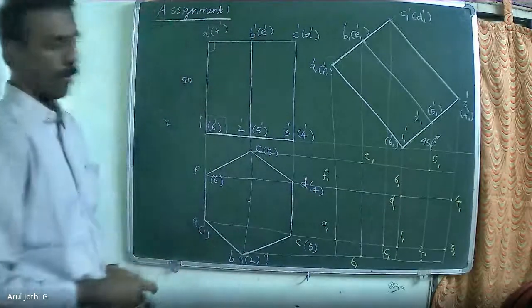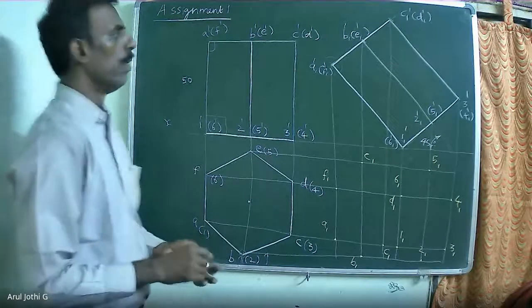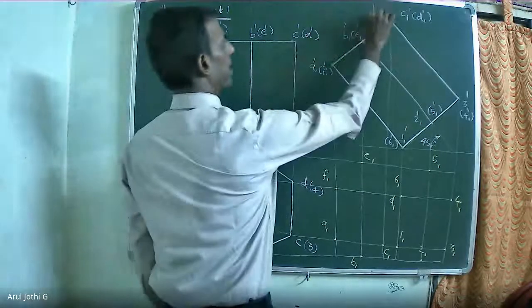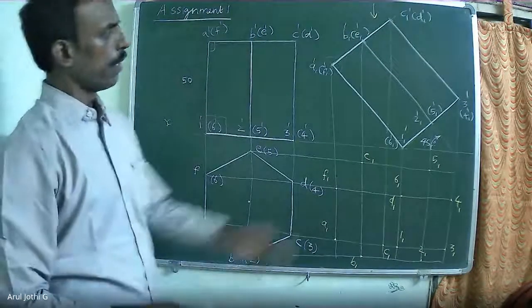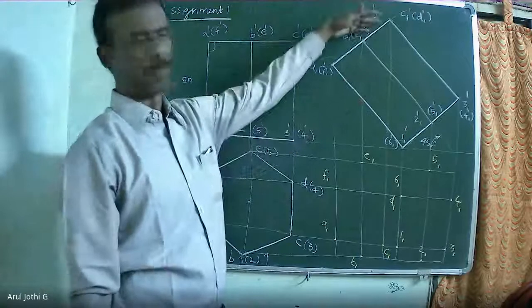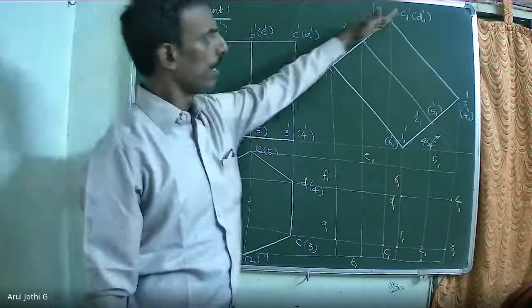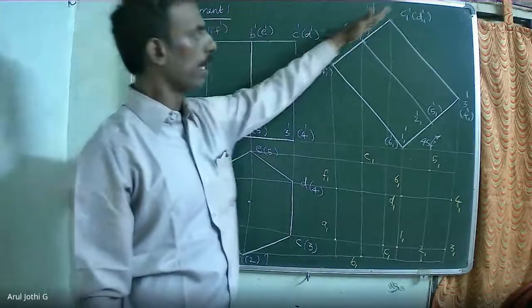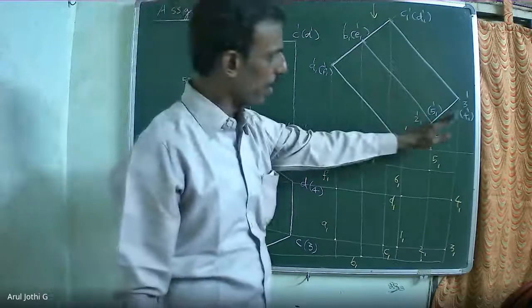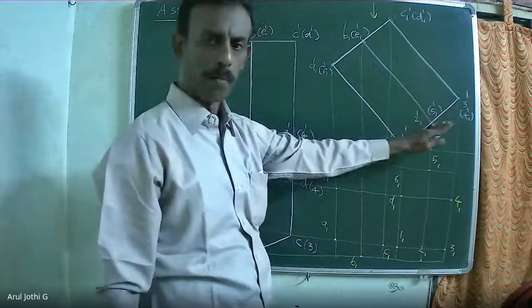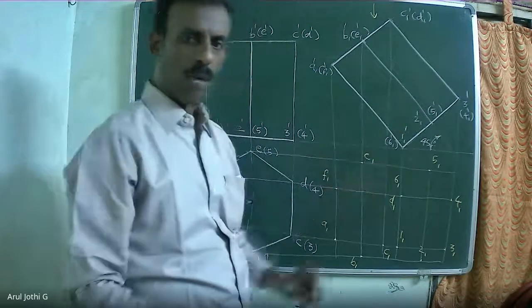Now, how to find out the visible and the invisible edges? We are going to look at the top view here. First, identify the visible base and the invisible base. Which one is the visible base here? When you look from the top, which base is available at the top? This ABCD hexagon is available at the top, and that will be visible. This 1, 2, 3, 4 is available at the bottom. Only the outer side will be visible. The inner side will not be visible.